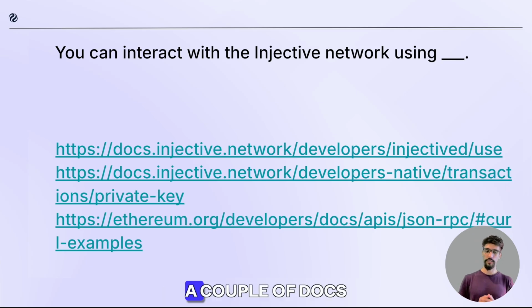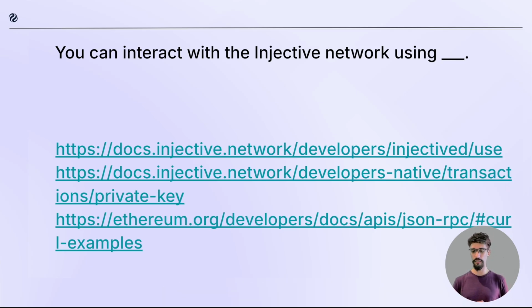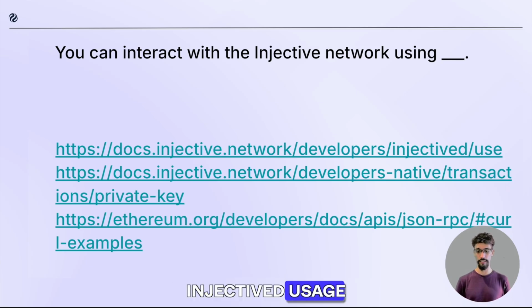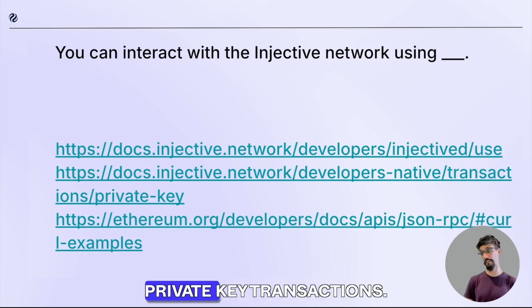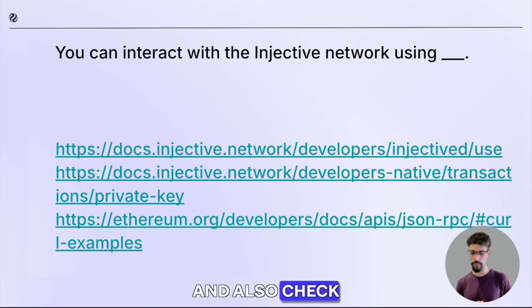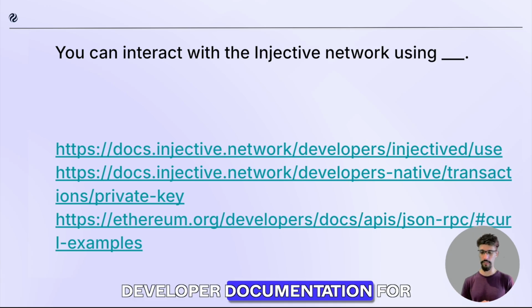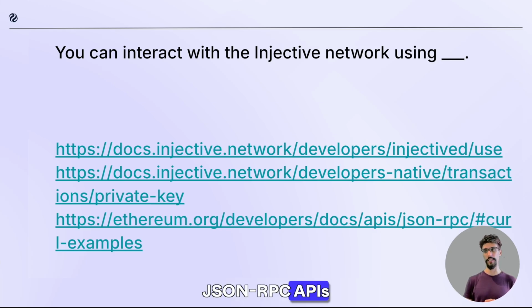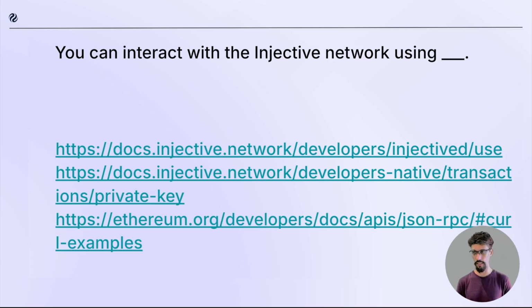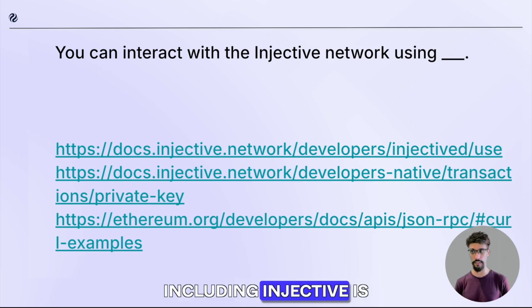Check out a couple of docs from the Injective documentation site for Injective usage as well as private key transactions. And also check out the Ethereum developer documentation for JSON RPC APIs, which any EVM network, including Injective, is compatible with.